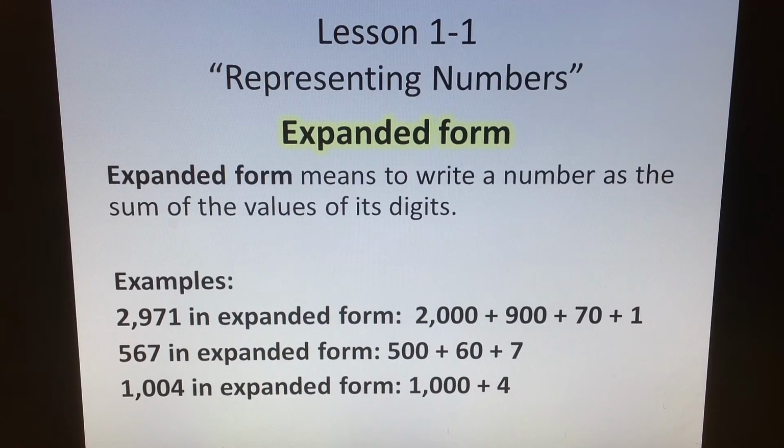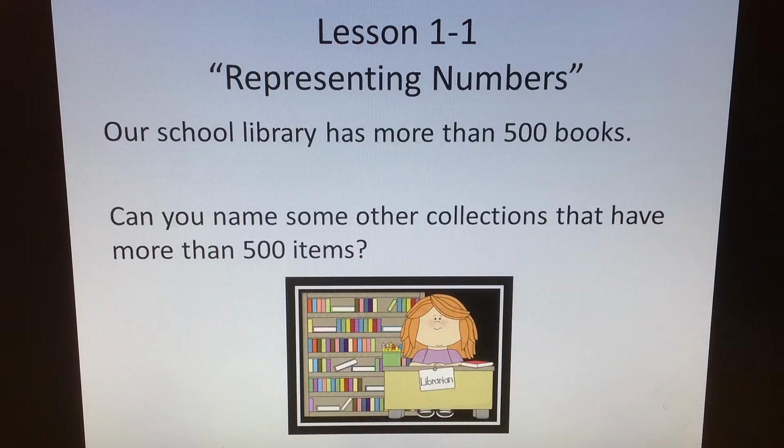The number 567 written as 500 plus 60 plus 7. The number 1,004 written as 1,000 plus 4.